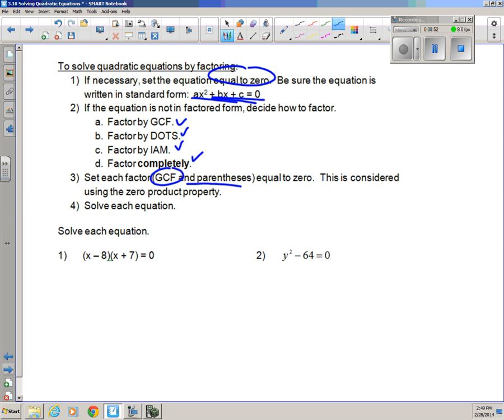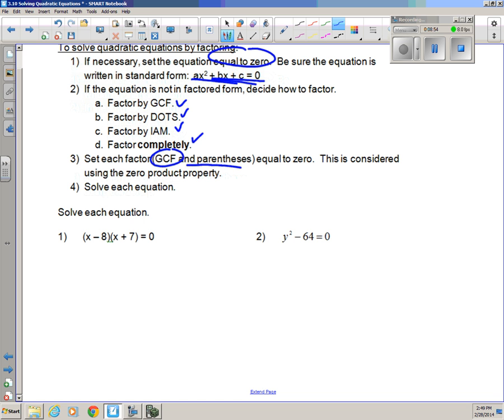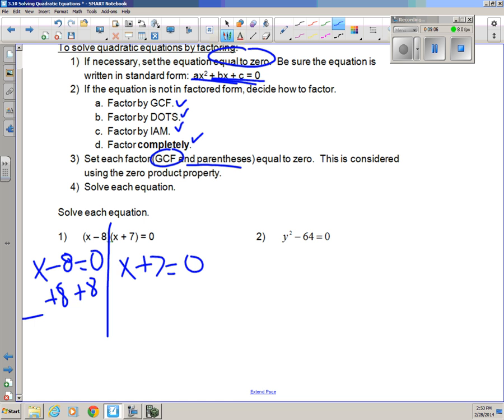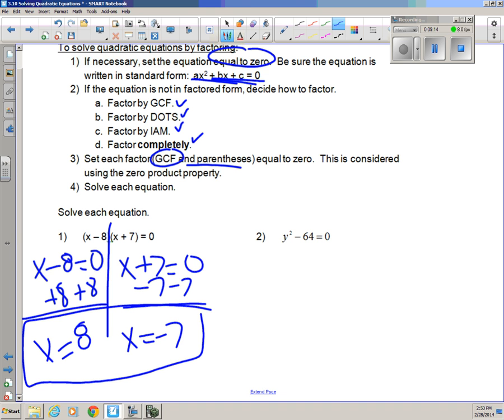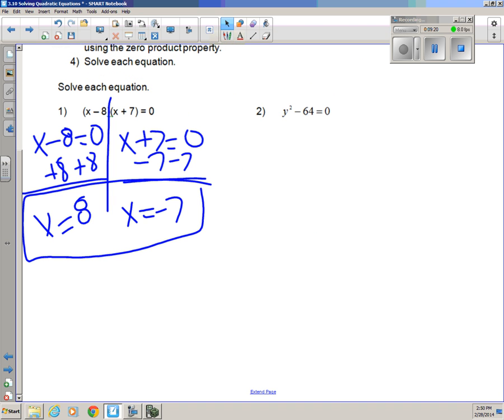So number 1 happens to be in factored form already, and you are already equal to 0. Just drop your wall, take the left-hand side out of the parentheses, set it equal to 0. Take the right-hand side out of the parentheses, set it equal to 0. Solve for x on both sides of your wall. One excluded value is 8. The other excluded value is negative 7. Those are your answers.